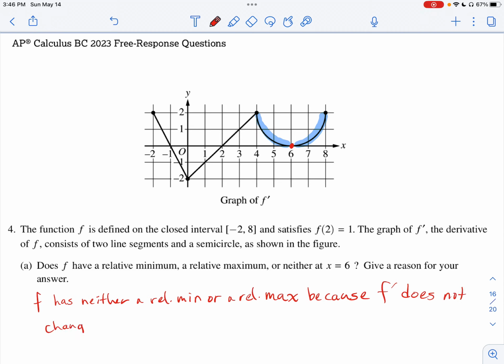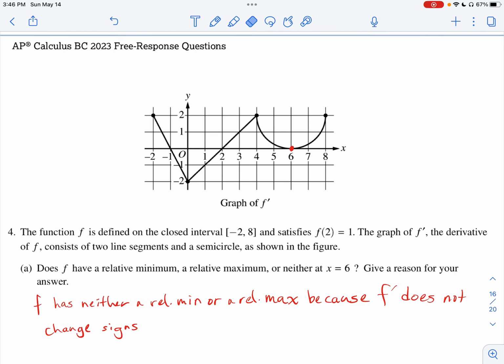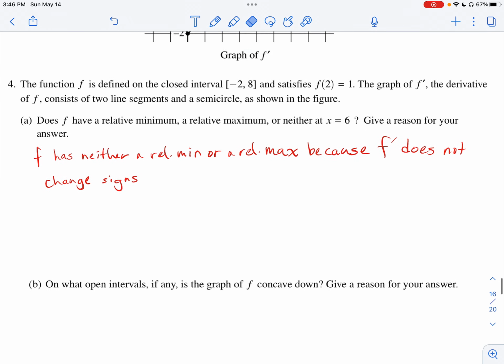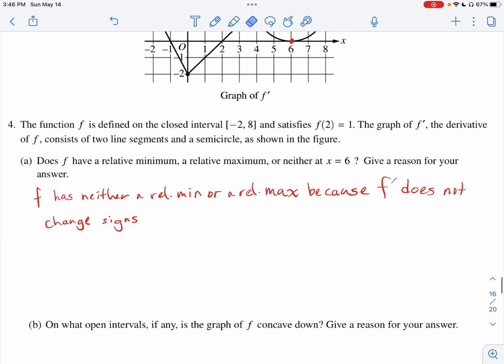A lot of times, students will make the mistake of thinking that an extrema occurs when f prime is simply equal to 0, but as we've seen time and time again, that is not the case. What's most important is that there is a sign change at that value in order for it to be a relative extrema. All right, now in part B, they're asking on what open intervals, which is just a way for us to write our notation when we give our answers, if any, is the graph of f concave down. Give a reason for your answer.